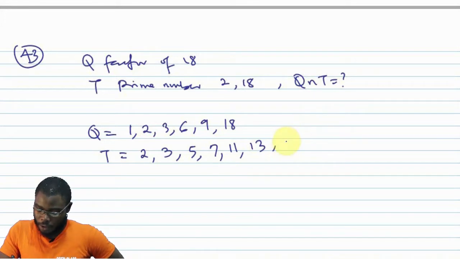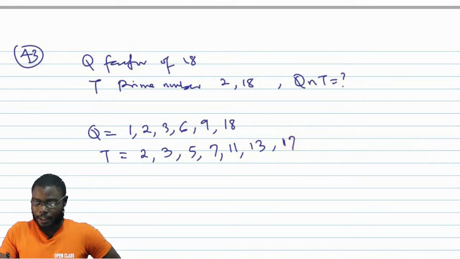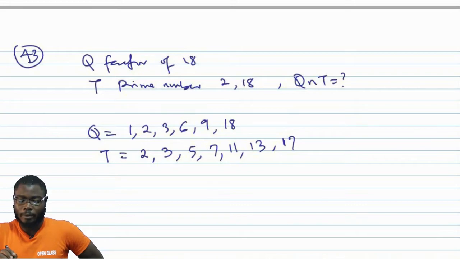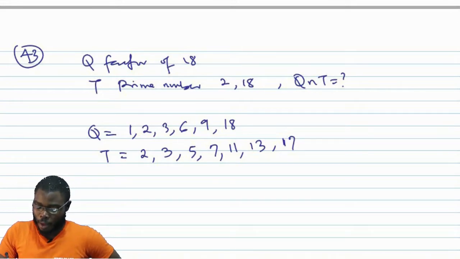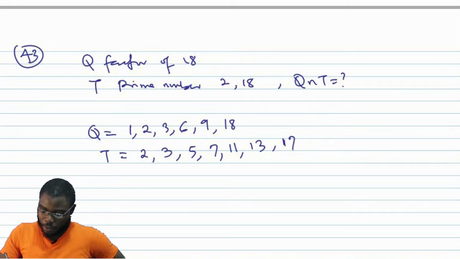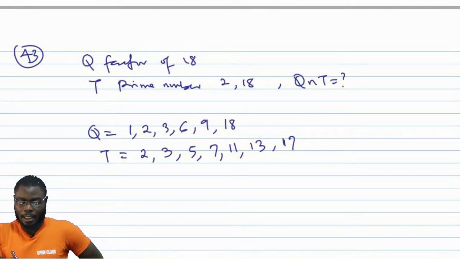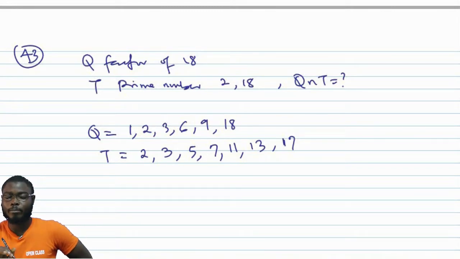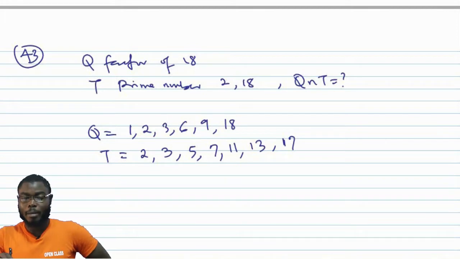So since 16 is not part of it, another number that goes is 17. Okay, 17 can only be divided by 17 and 1. Okay, so 18 is not part of the set. All right, so these are the members of Q and the members of T.